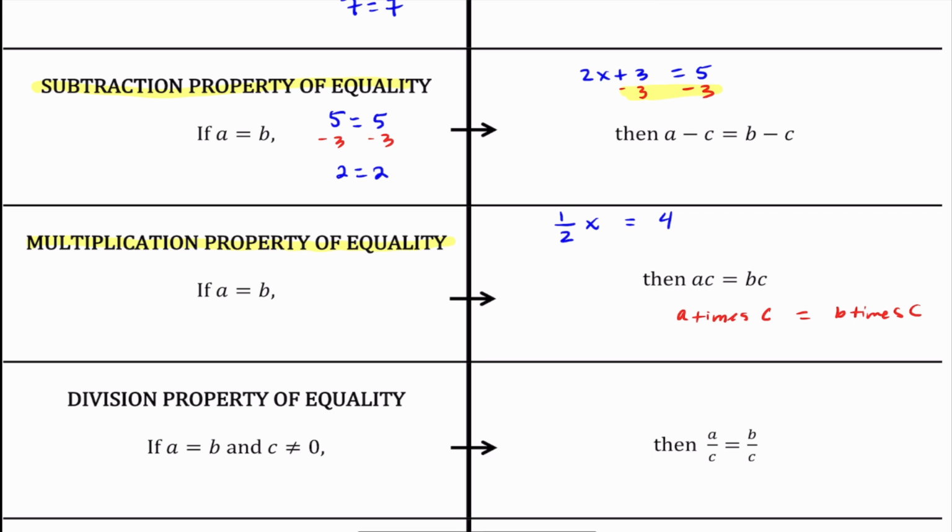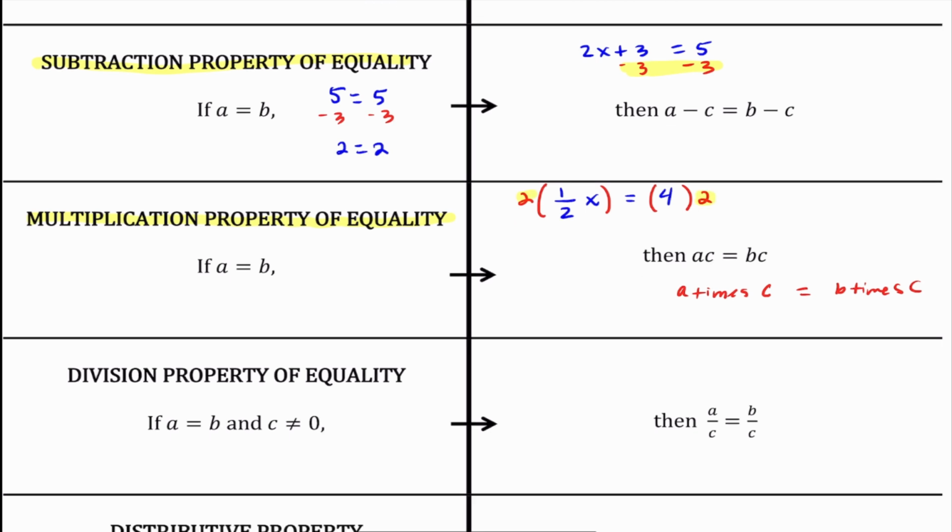Well, in order for me to get x by itself here, we've got to apply the inverse operation. What is the opposite of division? Well, that would be multiplication. So what do I need to do here? I need to multiply both sides of the equation by 2. And me multiplying both sides of the equation by 2 here is called the multiplication property of equality.